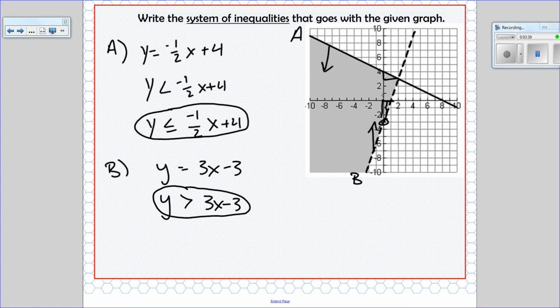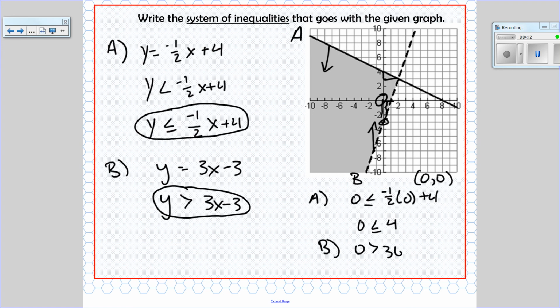I would then want to test a point, since 0, 0 is in my double shaded region, or this overlapping area. We're going to test that, make sure it works for both of them. So for A, we would get 0 is less than or equal to 0 plus 4 when I plug in the point 0, 0. And that's true. And for B, I'm going to get 0 is greater than 0 minus 3. 0 is greater than negative 3. Those are both true, so 0, 0 should be a solution to my system of inequalities.